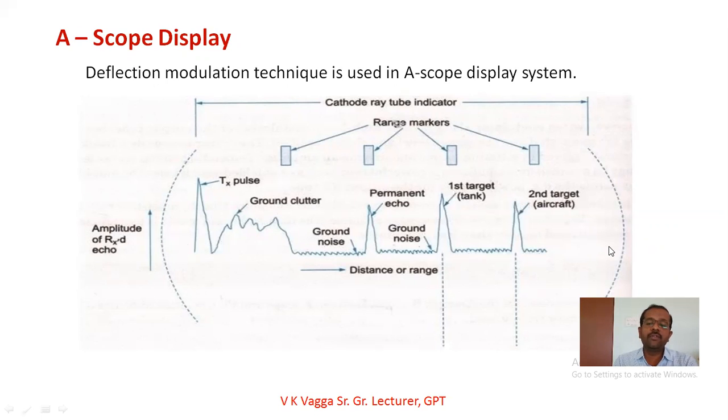And if a signal is received after this line, it is to be assumed as an ambiguous range or ambiguous signal. I have explained the meaning of unambiguous in the previous class. If the signal arrives after the transmission of the second pulse, it is called the maximum unambiguous range signal, so it should appear within this time here.